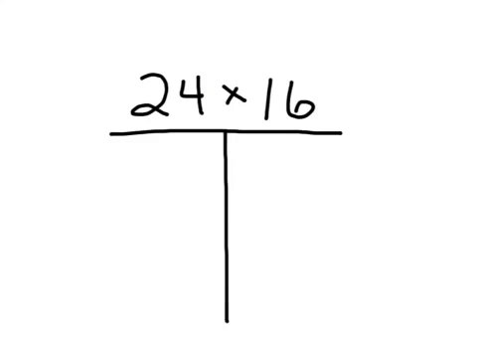Again, this method I've heard as halves and doubles. We write our problem out above the top, 24 times 16, and we make a T-chart. The first thing we do is cut our left number in half. So half of 24 is 12. But on the right-hand side, we double our number. So double 16 is 32. And we keep doing that.